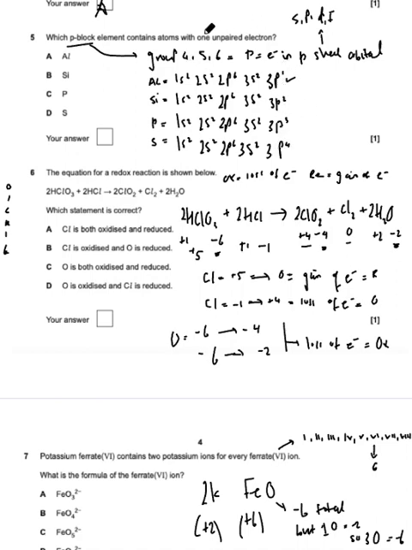However, this is asking for one unpaired electron. That means only one electron on its own in the p orbital, and we can see here that only aluminium will possess one electron in the p orbital. And that's why the answer is A.